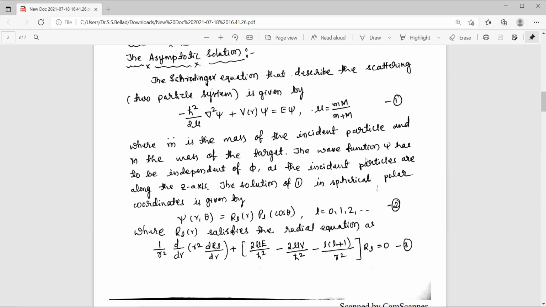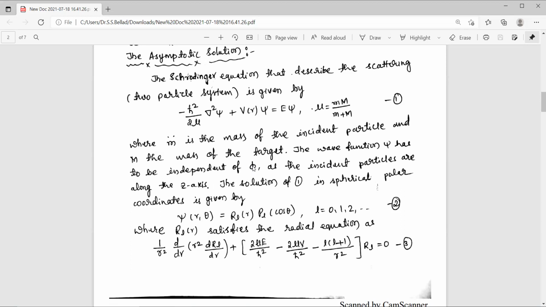So the wave function psi has to be independent of phi, as the incident particles are along the z-axis. This phi represents the angle between the plane containing the incoming particle and the plane containing the scattered particle. This is not important here because we have considered one particle, and that particle is moving along the z-axis.